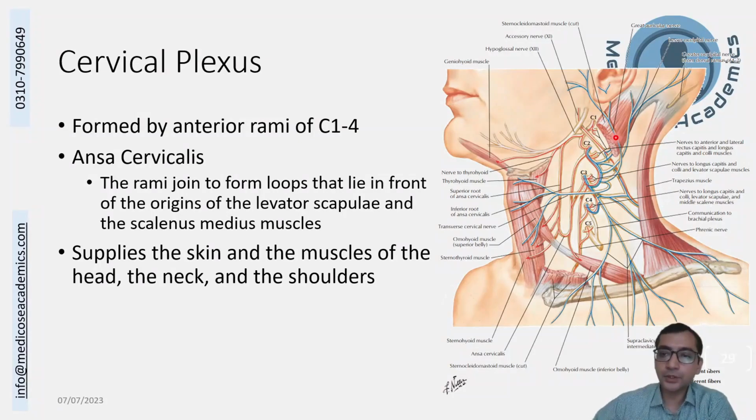It is the root value. It is coming from the anterior rami of C1, C2, C3, and C4. They are mostly coming from this. C5 onwards is part of the brachial plexus. The other part is their location in terms of muscles.